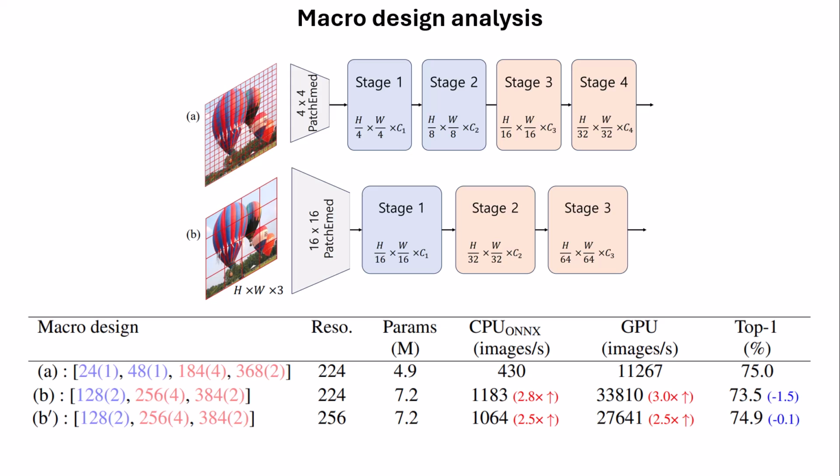So that's the thing that we can understand from this macro design analysis, that we have a lot of spatial redundancy in the first stages. And the way that we can tackle it is just by using higher patch sizes like 16 by 16, but instead increase the resolution from 224 to 256. And that's all we need. We are having a faster model, but only a 0.5% decrease in accuracy. So okay, that was an interesting thing to know.